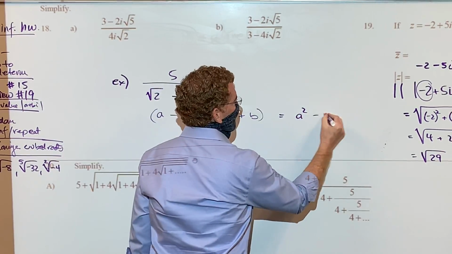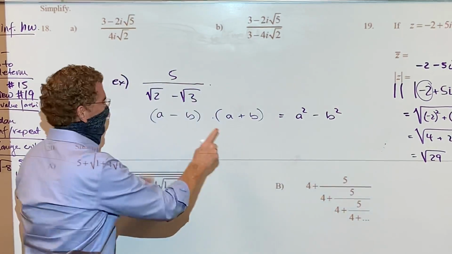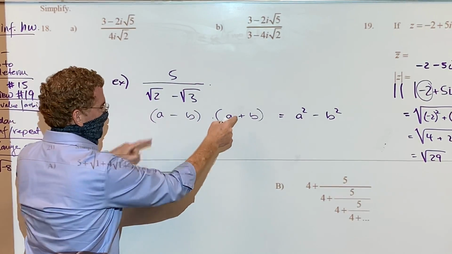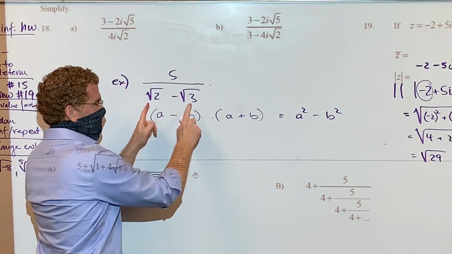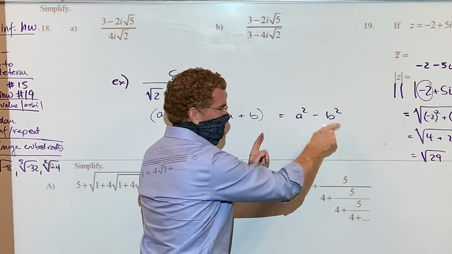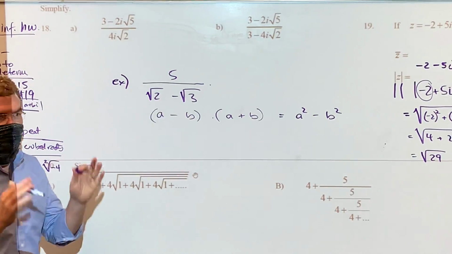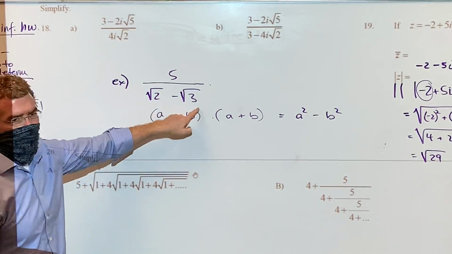a squared minus b squared. And the great part about that is, if that's my a and that's my b, by doing the conjugate on the top and the bottom, I'm squaring each of those, but all the middle terms cancel. So I don't have to deal with radicals anymore. That works great for square roots.